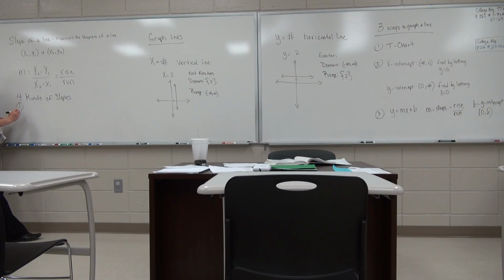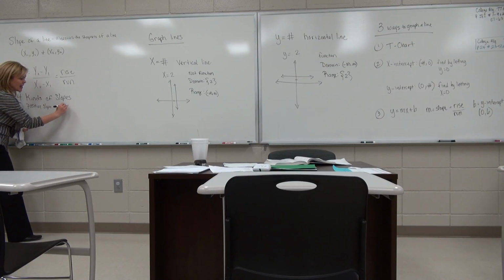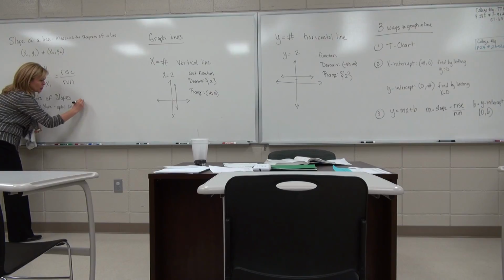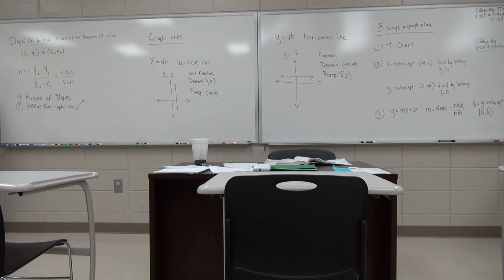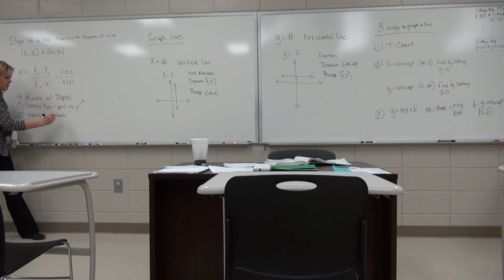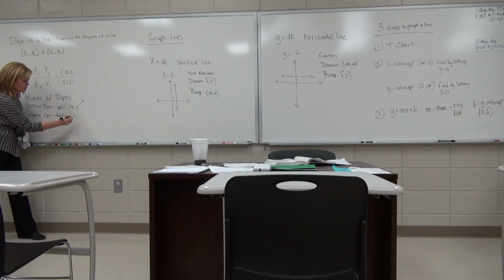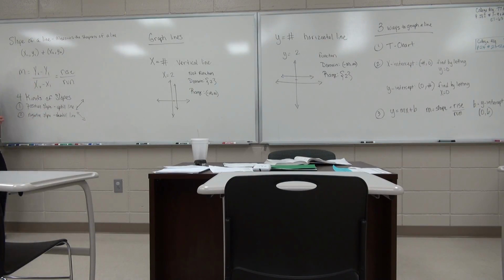The first kind you can have is a positive slope. If you have a positive slope, this means that you have an uphill line. Your line will look like it's going uphill. It's an increasing line if your slope is positive. You could have a negative slope. If you have a negative slope, your line will look like it's going downhill when you read it from left to right.